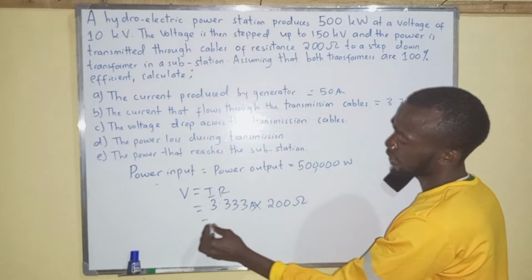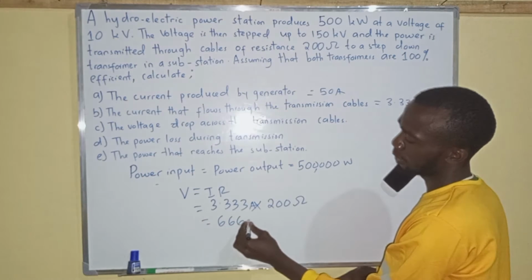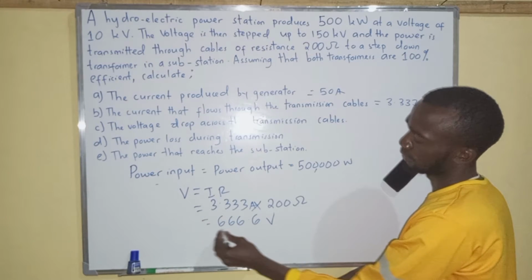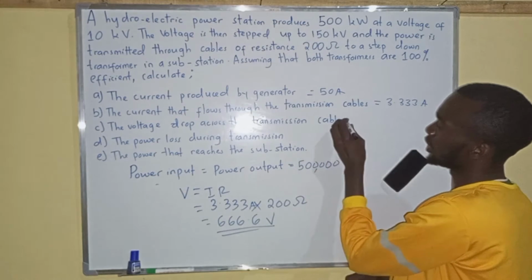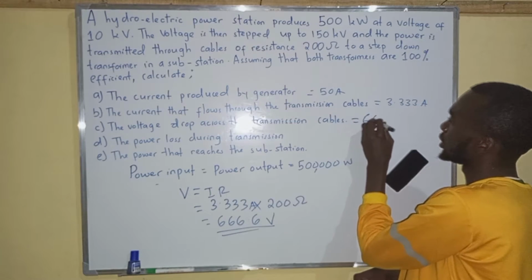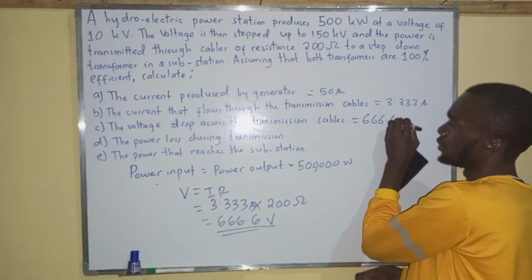So you get 666.6 volts. Now this is the voltage drop in the transmission cable, 666.6 volts.